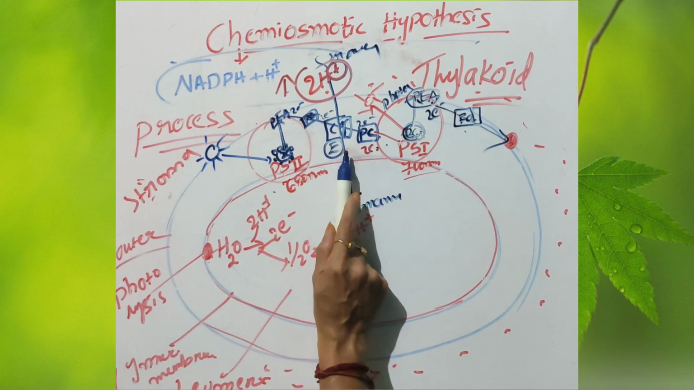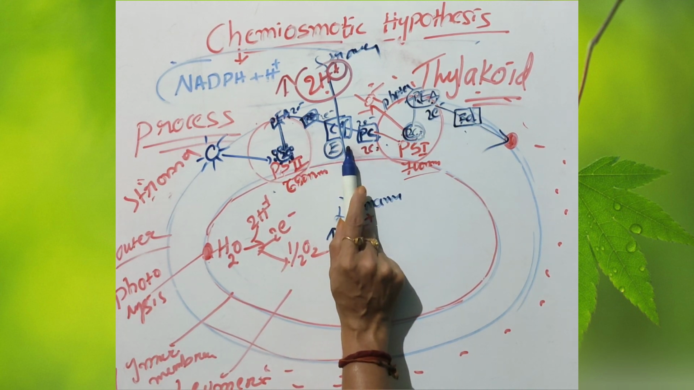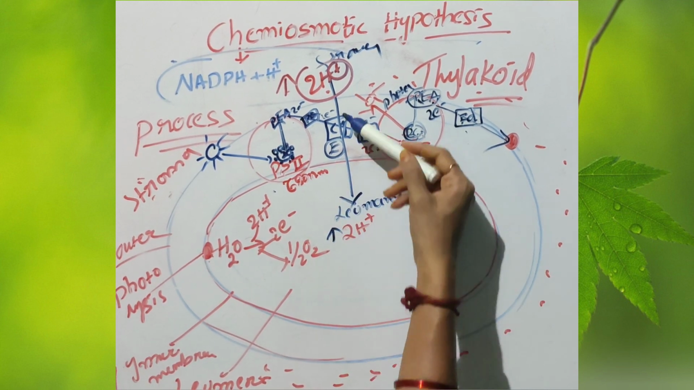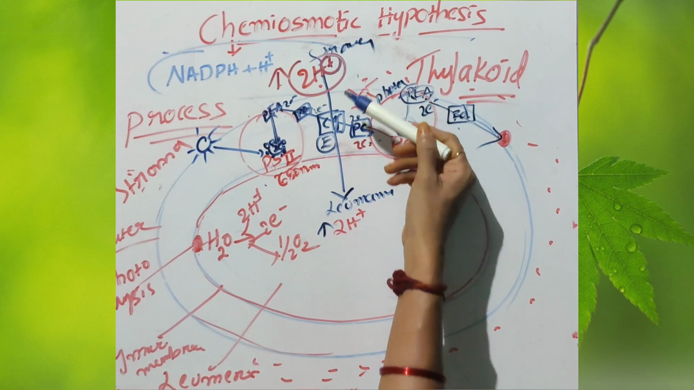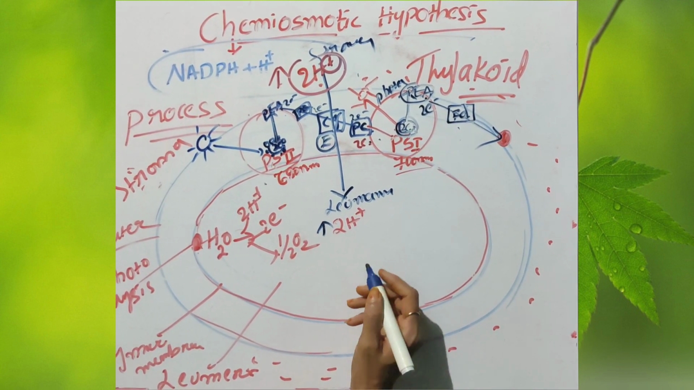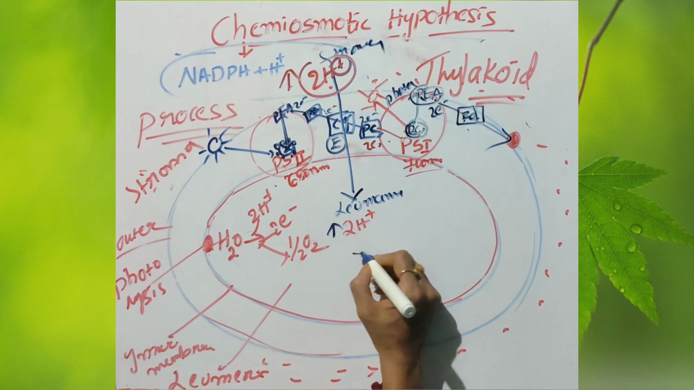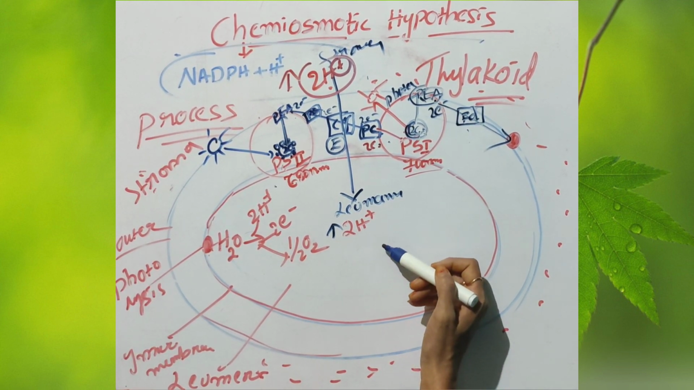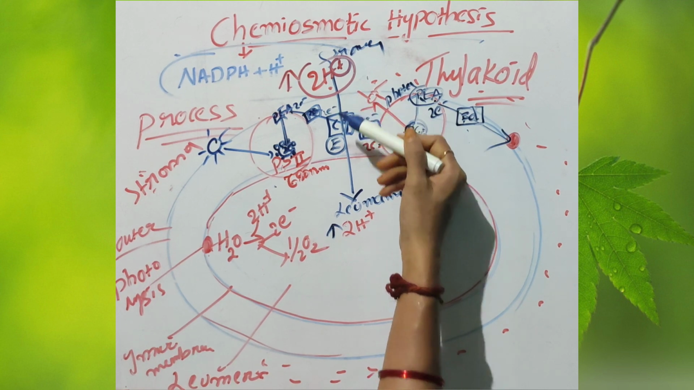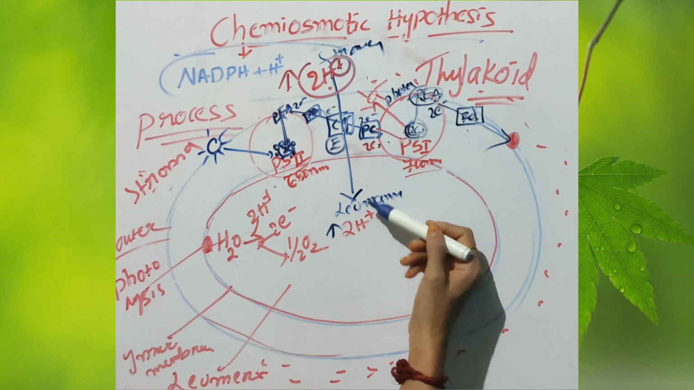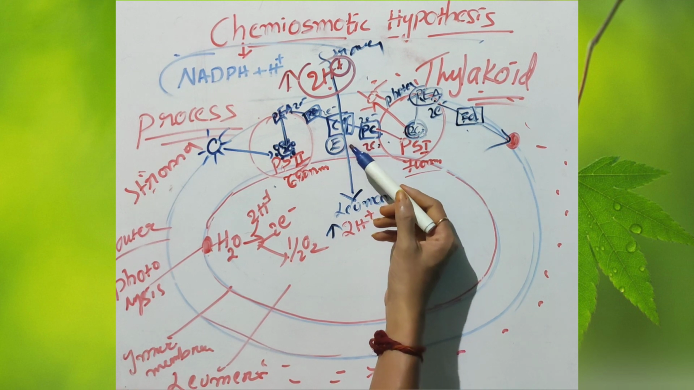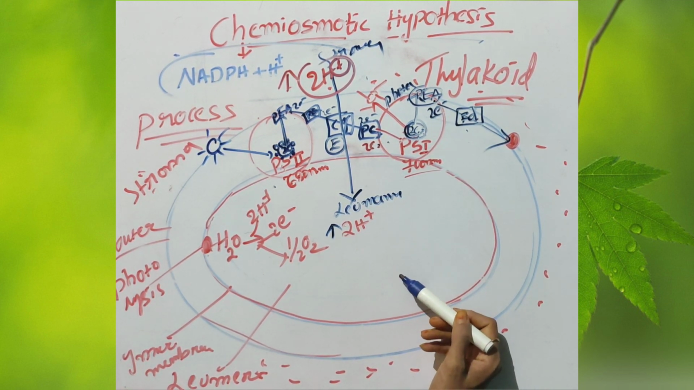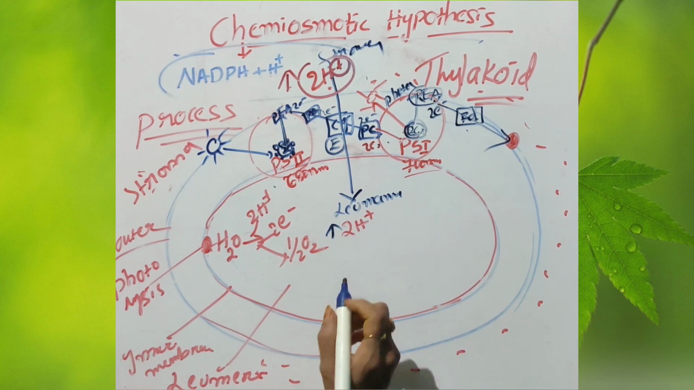Among these three carriers, the cytochrome is the exact location where the energy is released. The energy is utilized for the uptake of protons from the stroma to the lumen. So, what is the source of the increased proton concentration in the lumen? The first source is the pumping of protons from the stroma to the lumen at the cytochrome center, which is very important for ATP generation.